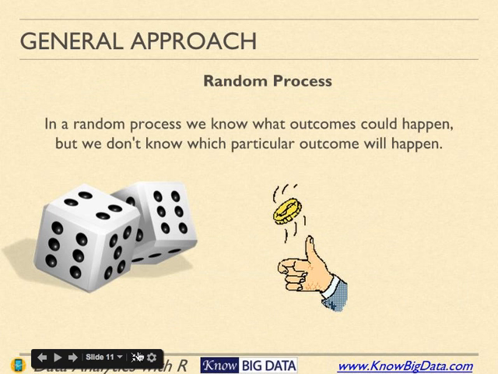All right. In a random process, we know that an outcome could happen, but we do not know which particular outcome will happen.